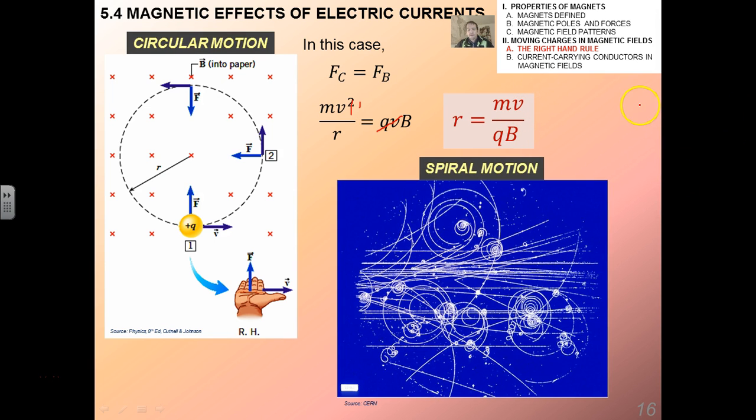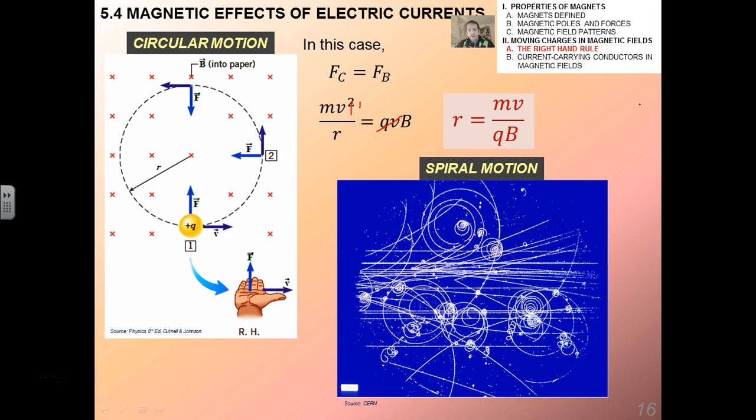And if we want to find the radius of the circle that the particle moves in, all we do is we just rearrange this equation for r. Notice that one of the v's cancels out. You end up with a 1 up here on top of this v, and you end up with r equals mv over qB, okay?